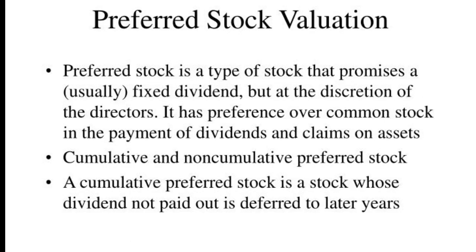Preferred stock valuation. Preferred stock is a type of stock that promises a fixed dividend, but at the discretion of the directors. It has preference over common stock in the payment of dividends and claims on assets. Cumulative and non-cumulative preferred stock. A cumulative preferred stock is a stock whose dividend not paid out is deferred to later years.